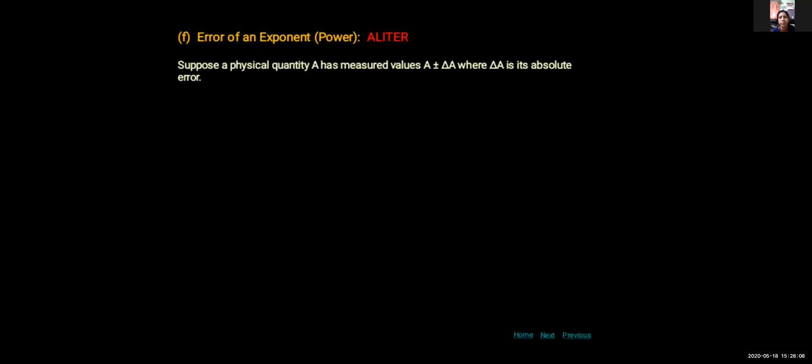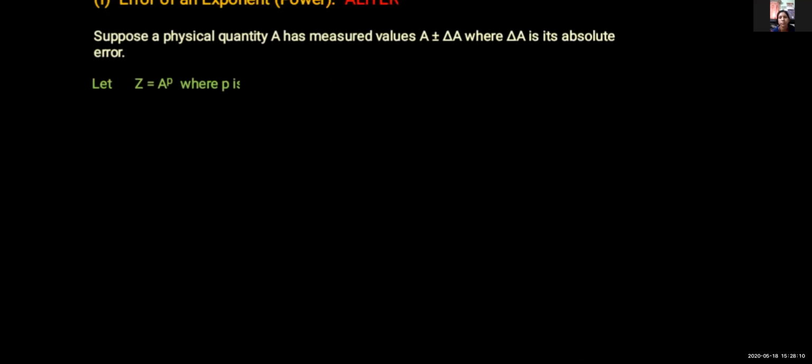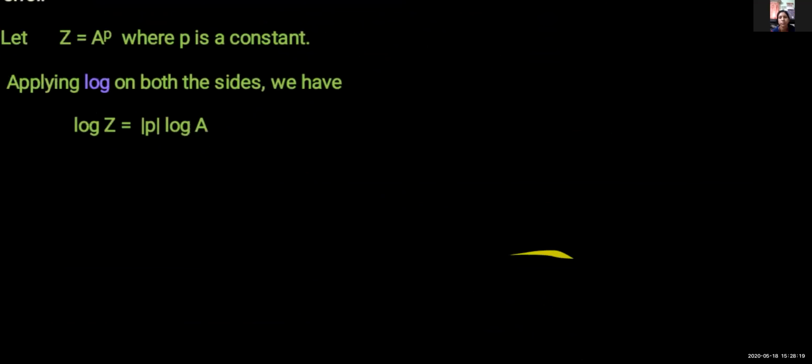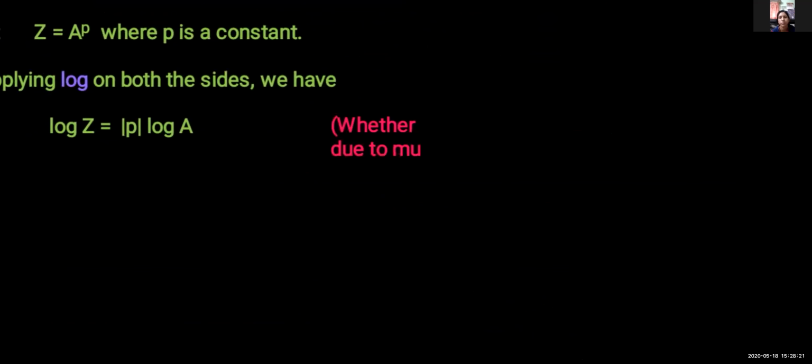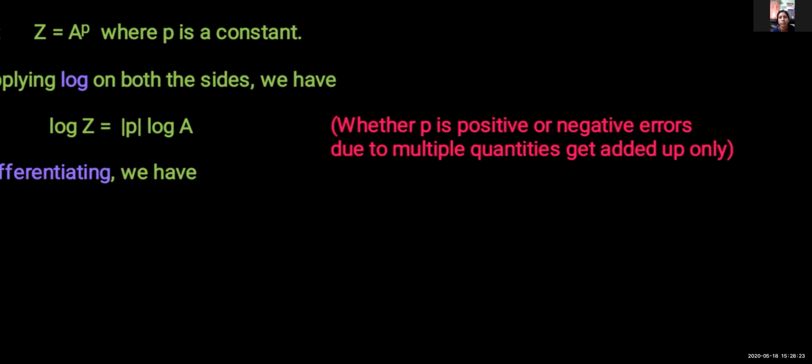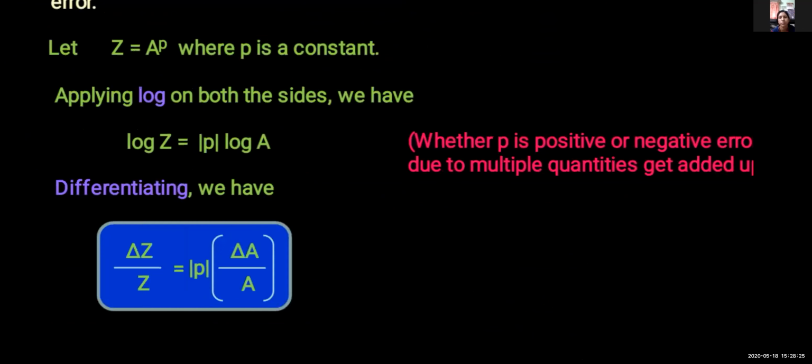Error in exponent, another method: we have physical quantity Z equal to A raised to power P. On applying log on both sides, we can write log Z equal to P log A. On differentiating this equation, we get delta Z upon Z equal to P delta A upon A.